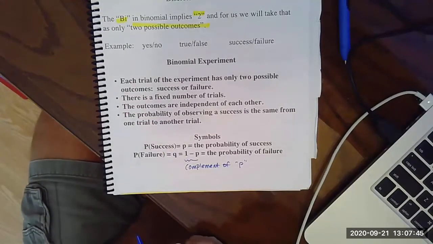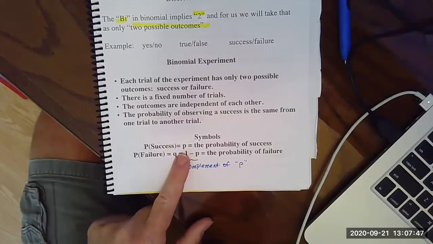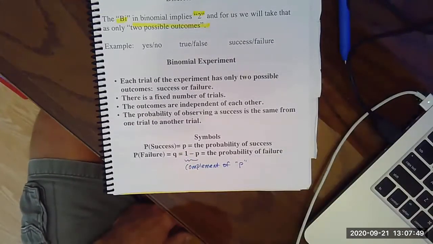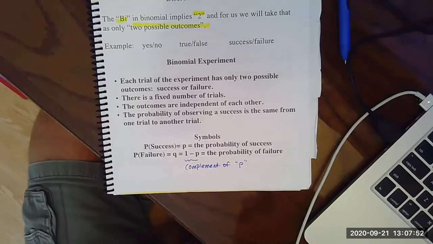q is the complement of p, which is 1 minus p. And if you add p and q together, it's got to give you 1.